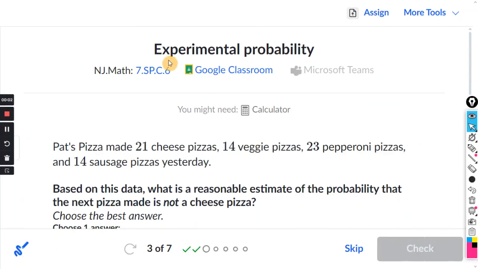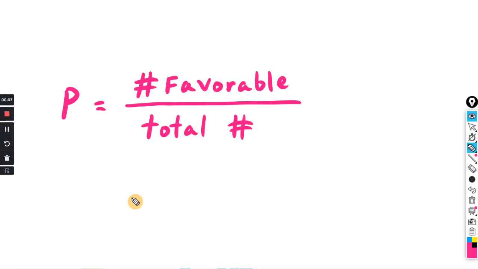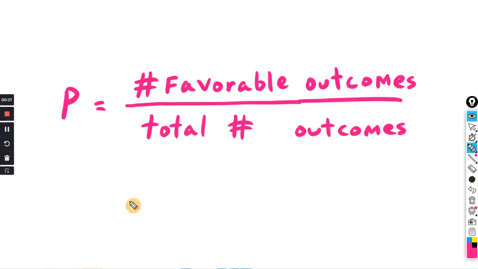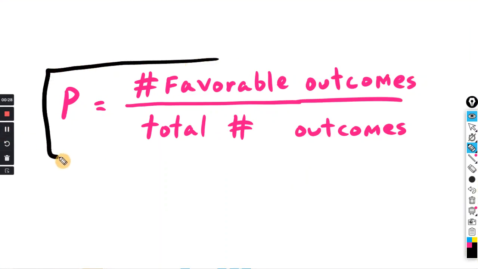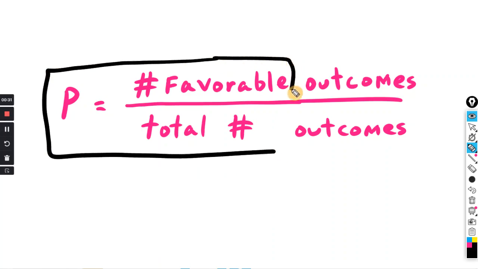This will be for the exercise on experimental probability. So the basic probability formula, this P stands for probability. It's going to be the number of favorable outcomes divided by the total number of outcomes. When I write my equations, I am just going to abbreviate number of favorable divided by total number of outcomes, okay? So this is what I'm going to write.